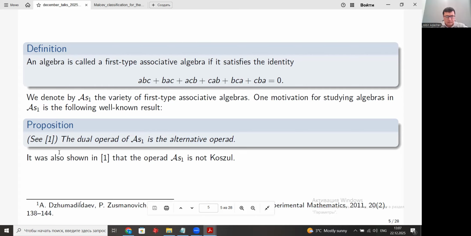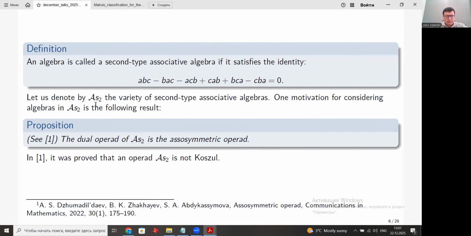Also in this work, it was shown that the alternative operad is not Koszul, and if the alternative operad is not Koszul, then S1, its brother, is also not Koszul. So that's the motivation for considering S1.